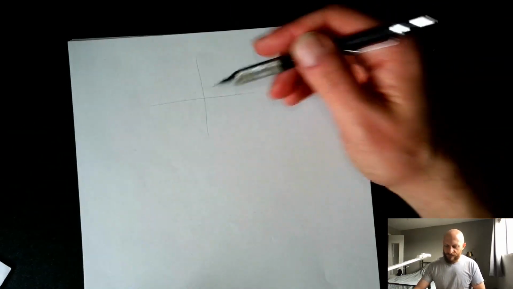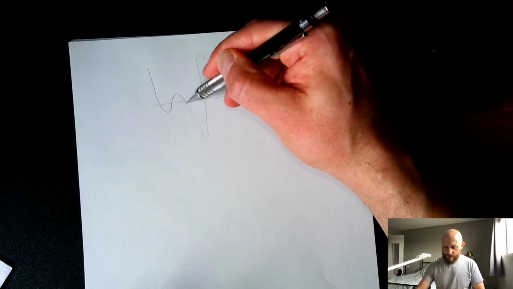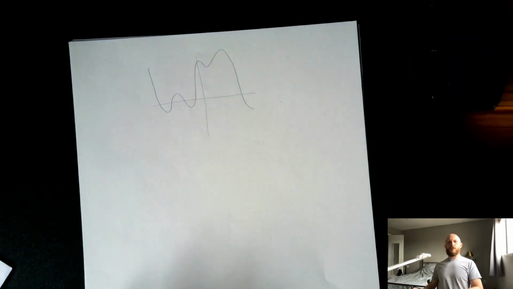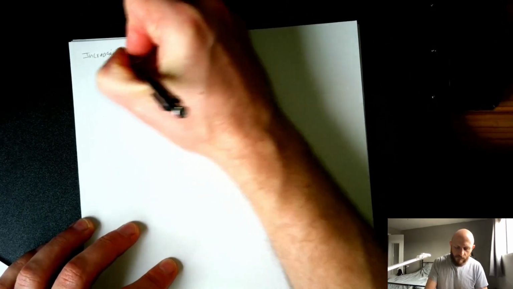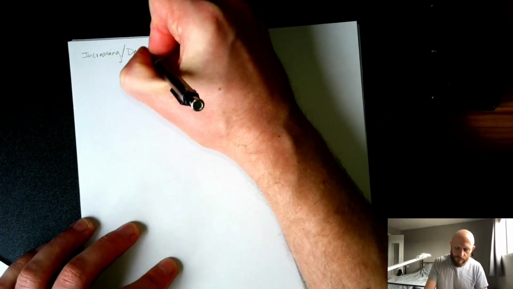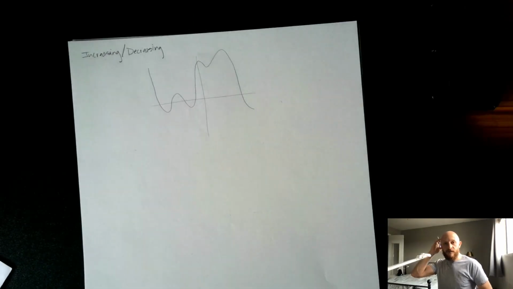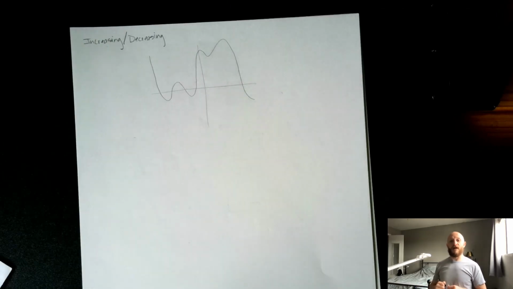So suppose that we have some graph and we can make it as wild as we want. Maybe something like this. Something like that. Whatever. So this is going to be in particular talking about increasing or decreasing. And increasing or decreasing means on what intervals, and this is going to sound stupid, you're going to be like, well, yeah, obviously. On what intervals is the graph increasing? On what intervals is the graph decreasing?